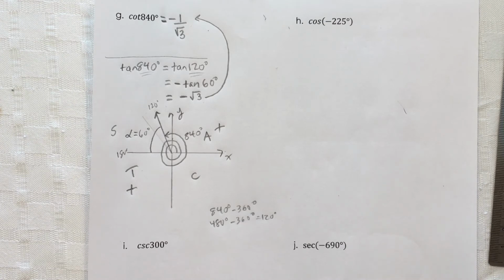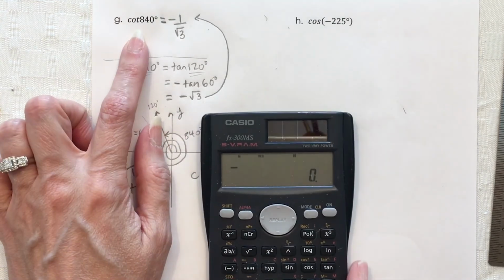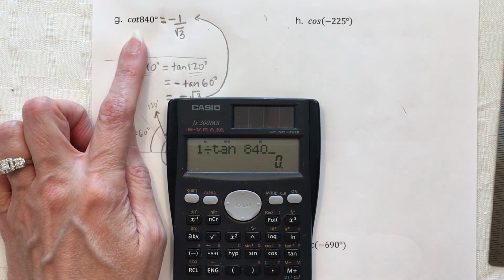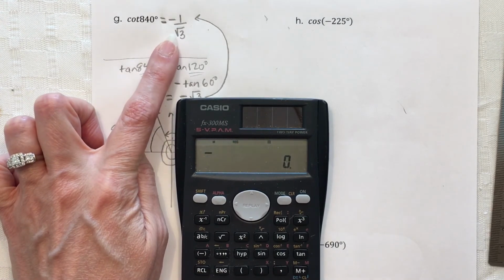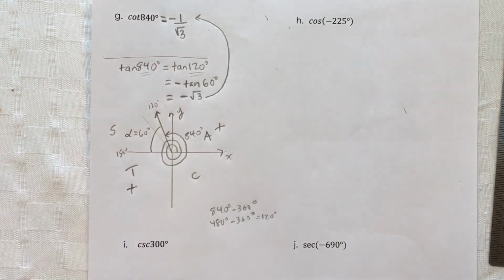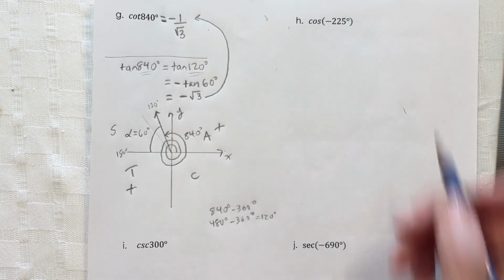Okay, so then let's try our calculator out. Cotangent of 840, so we're going to do 1 divided by the tangent of 840. Gives me negative 0.57735. And then let's try negative 1 divided by the square root of 3, negative 0.57735. Okay? So we got the exact value without a decimal approximation.